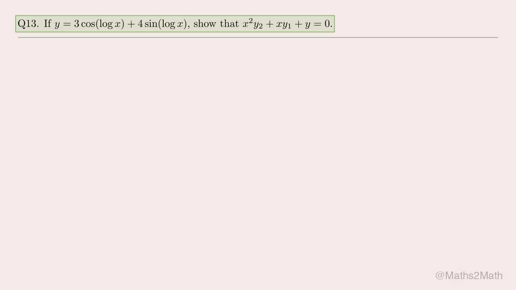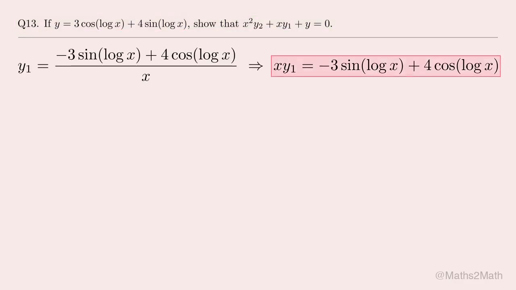Question 13. Cosine and sine of the logarithm. y1 and y2 denote the first and second derivatives. Multiply by x before differentiating again. That is the trick. First derivative, then multiply through by x to clear the fraction.